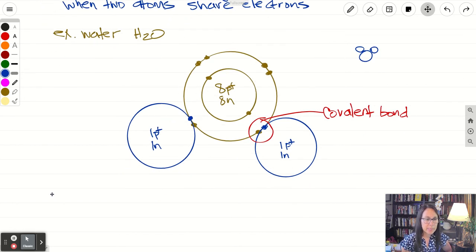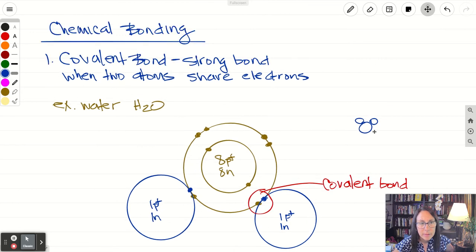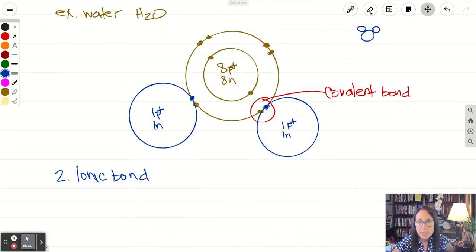And I'm going to write it here. Number 2 is called an ionic bond. Okay, it is medium strength. Okay, hold on. Let me just make sure I'm consistent. So it's a capital B. And an ionic bond is when one atom donates electrons to another atom. Okay, instead of sharing them together like we saw with the water molecule, one atom is just going to give up its electron and give it to another atom.